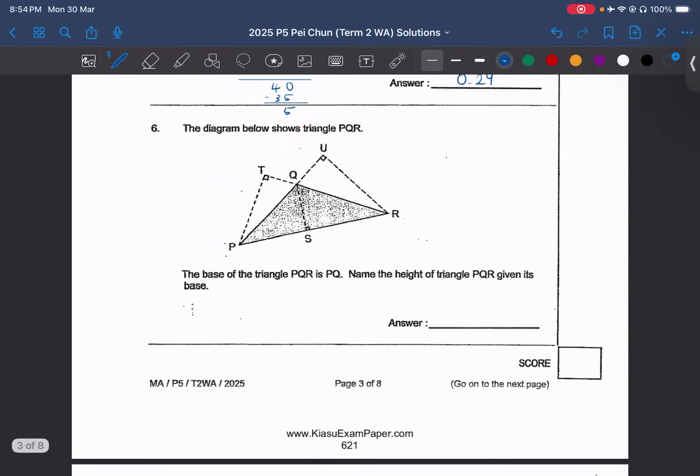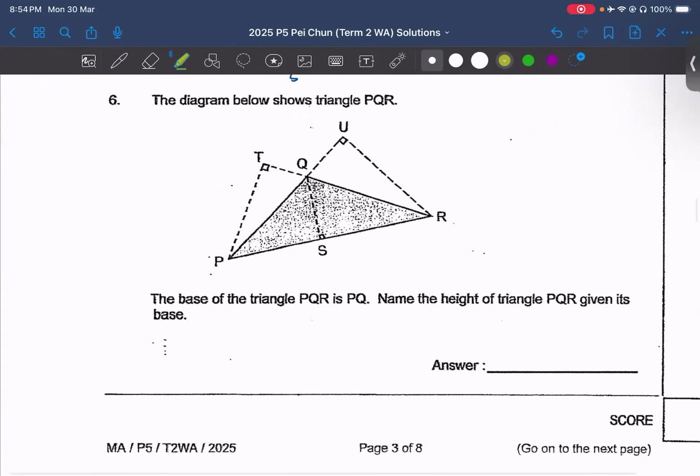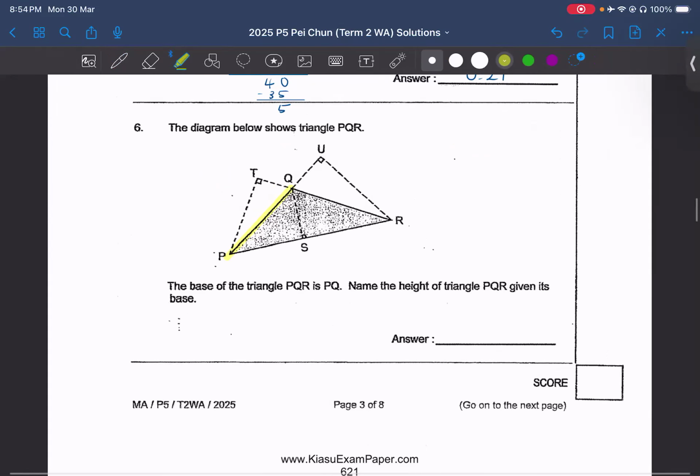The diagram shows a triangle PQR. The base of the triangle PQR is PQ. Okay, I'm going to highlight the base of the triangle. So PQ is this line here. So I'm going to highlight it. That's the base. So name the height of the triangle PQR given its base.